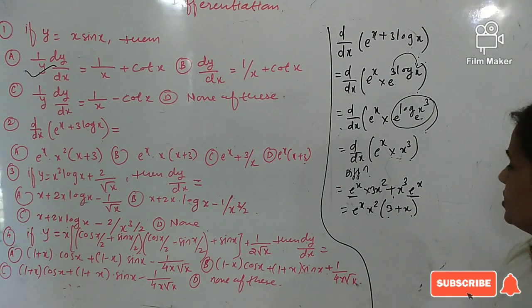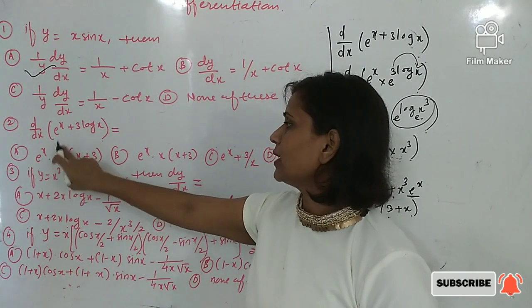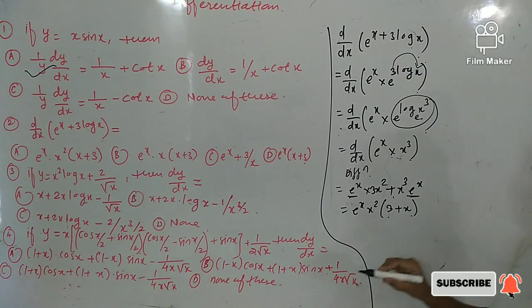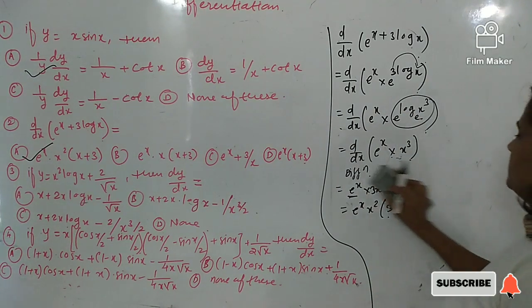So let's see what the correct option is. Option A is e power x into x square times the bracket x plus 3. I can write this value as x plus 3. So option A is correct.